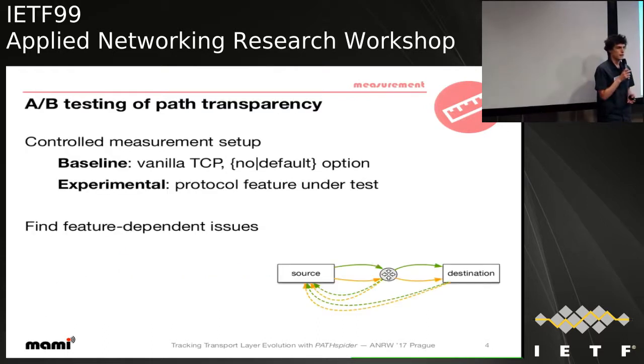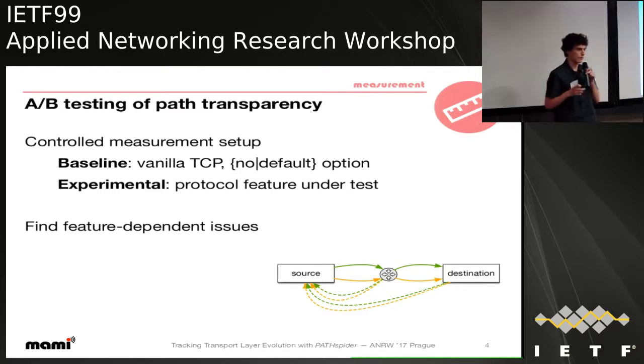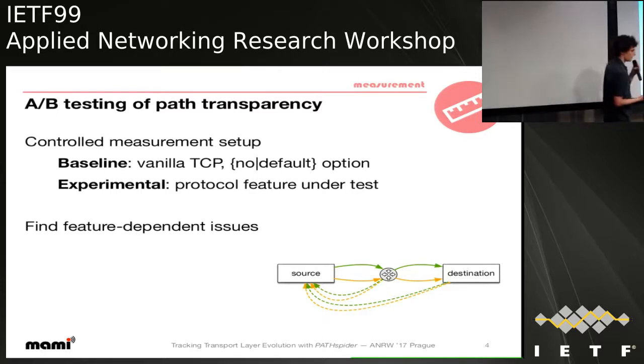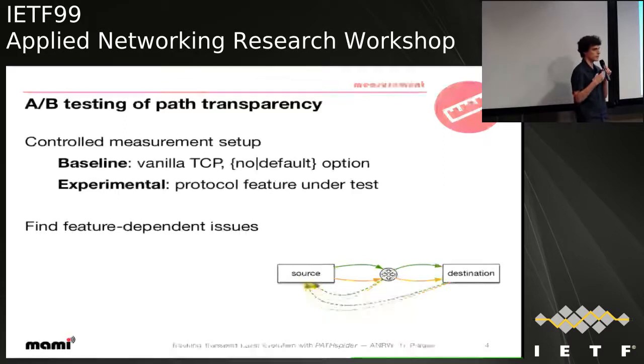So PATHspider is a tool for A/B testing of internet measurements, or of internet path transparency. More specifically, what we want to look at is, does using a certain protocol or a certain protocol feature impede your connectivity? How we do this is by opening two TCP connections. First, we open up a vanilla baseline TCP connection. And then quasi-simultaneously, a TCP connection with the protocol under test. We compare the results of these two connections. And based on that, we try to deduce whether using the protocol under test actually impedes the connection or not.